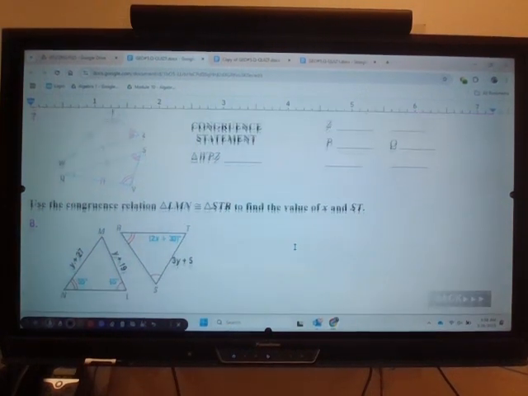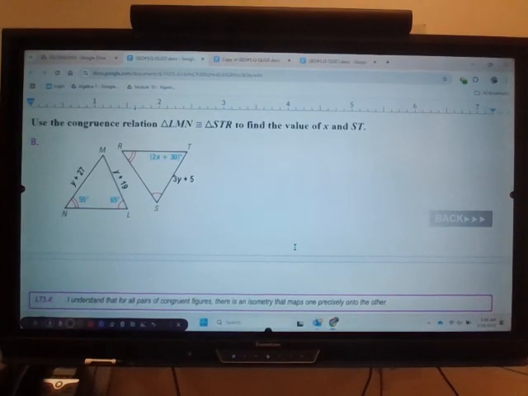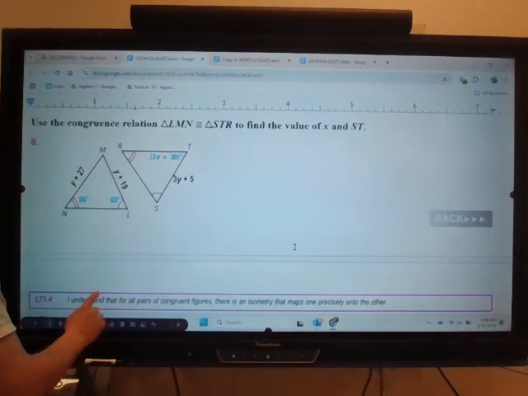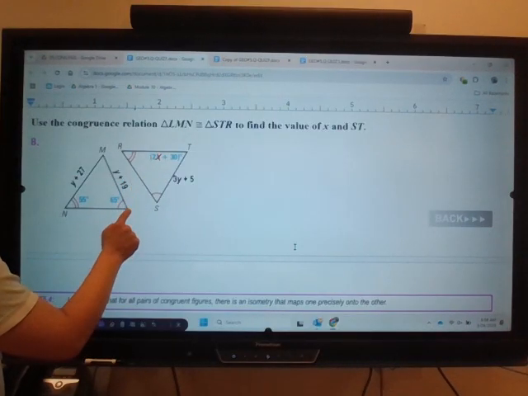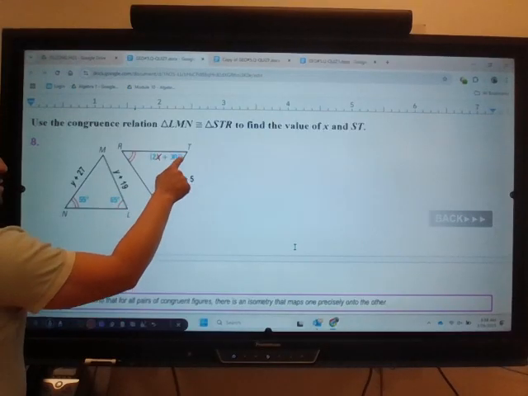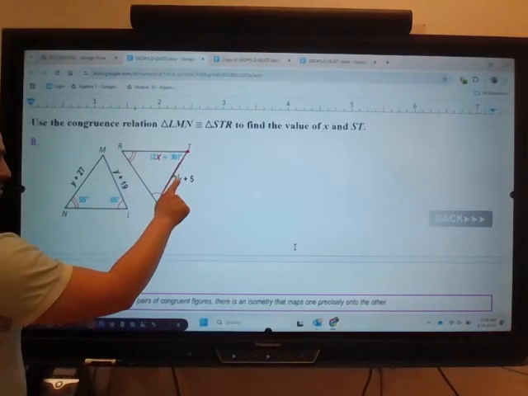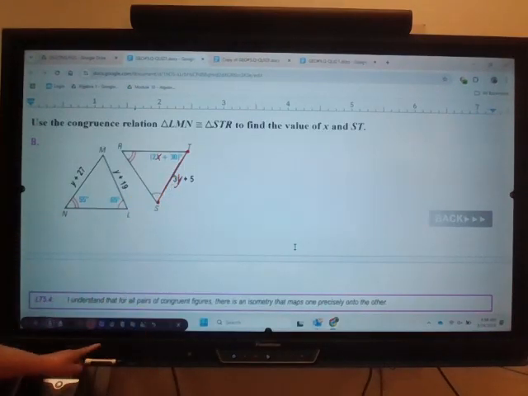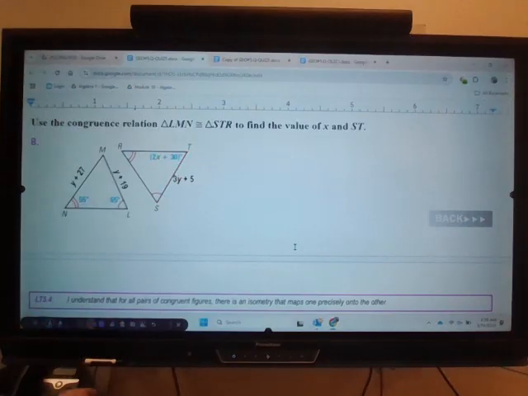Awesome, doing good. Use the congruence relation, triangle LMN is congruent to triangle STR, to find the value of X and of ST. So they want us to find the value of X and of ST. Here's S, here's T, so they want the value of that segment length there. So inadvertently, we're also going to need to find Y. Man, this is an all-in-one problem. I kind of want to leave it to you guys. Maybe I will leave part of it to you guys. But I'm going to start it off for you, don't worry.